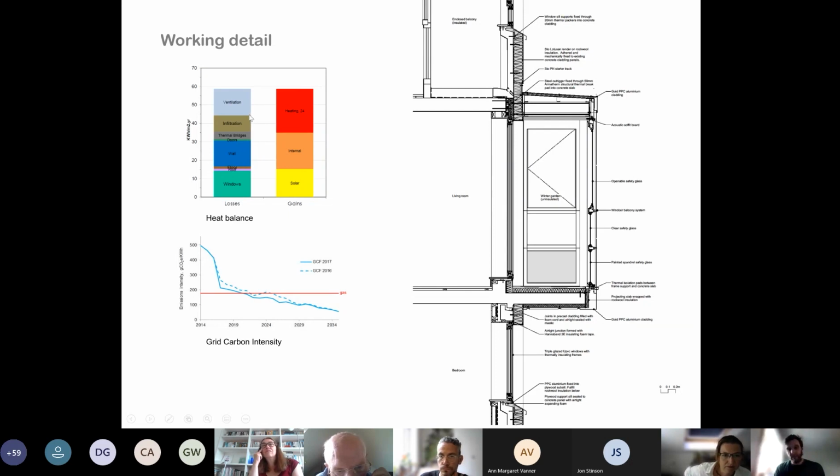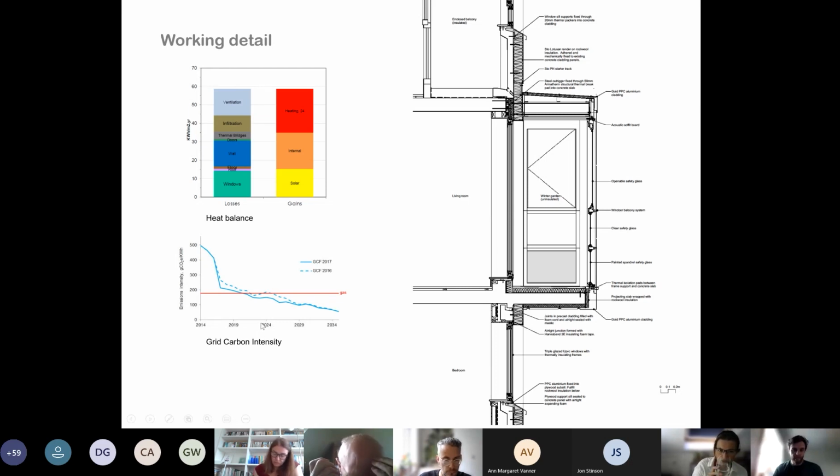But it's interesting, even with MVHR, the amount of losses that there are from ventilation. So that would be infinitely greater if we were providing good quality air through just an extract system.